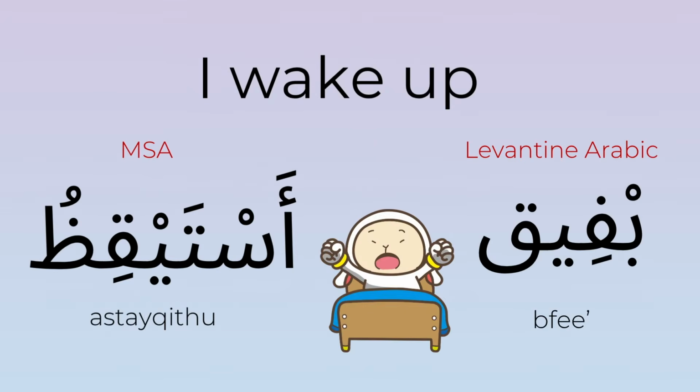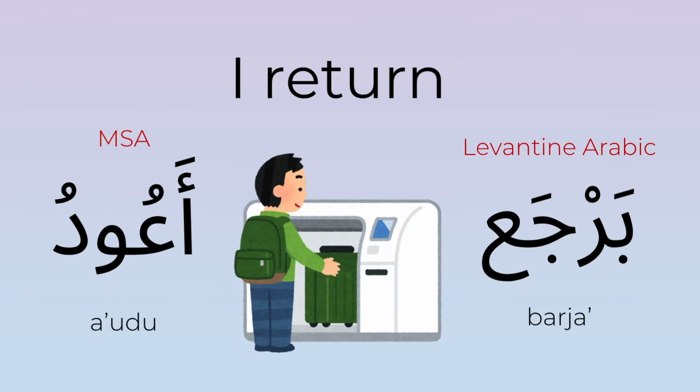I wake up. In MSA, it's أستيقظ. In Levantine Arabic, we say بفيق. And notice how the qaf sound at the end is changed to a glottal stop or hamza sound, which is very common in many Levantine dialects. So once again, we have أستيقظ versus بفيق. I return. In MSA, we say أعود. In Levantine Arabic, we say برجع. أعود versus برجع.